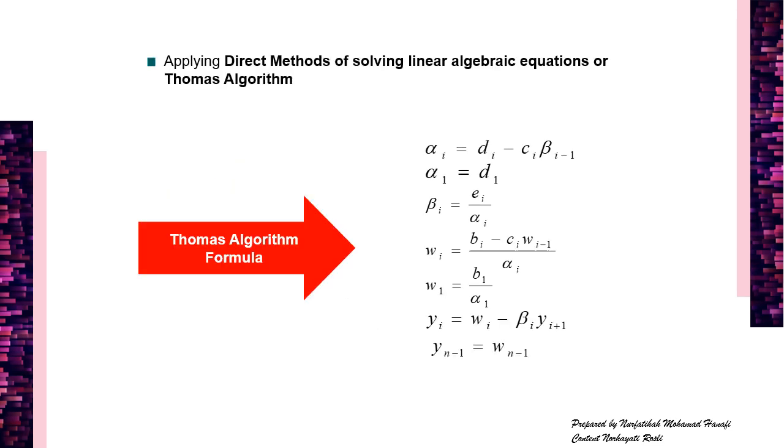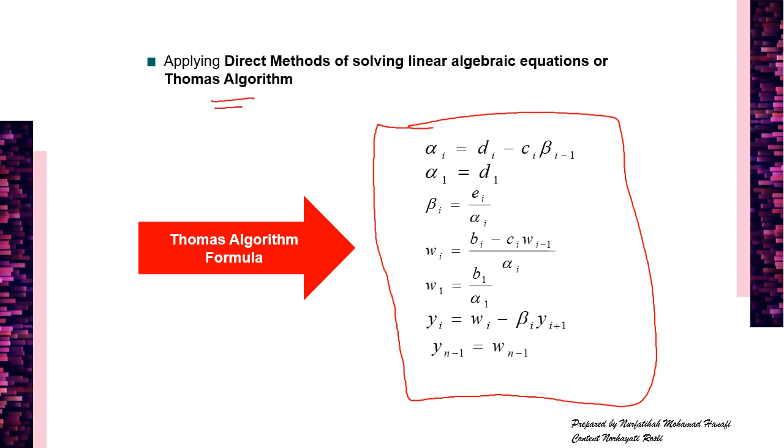Then, after we have the matrix in tridiagonal form, we need to solve it. Actually, we can solve the matrix with any method that you already learned before, such as methods from chapter 3. We have Gauss elimination with partial pivoting, or we can solve by using LU, or by using iterative methods. But in this topic, I want to solve by using the Thomas algorithm, where these are the formulas for the Thomas algorithm.